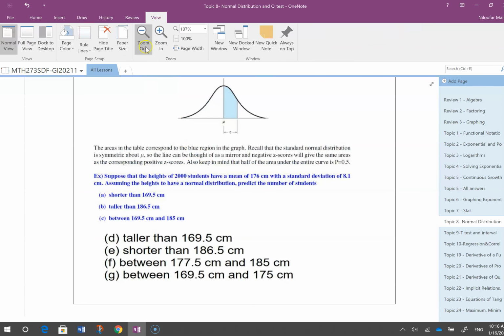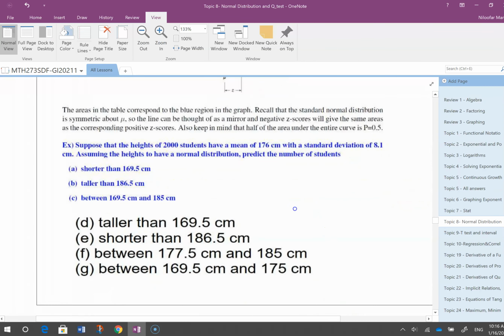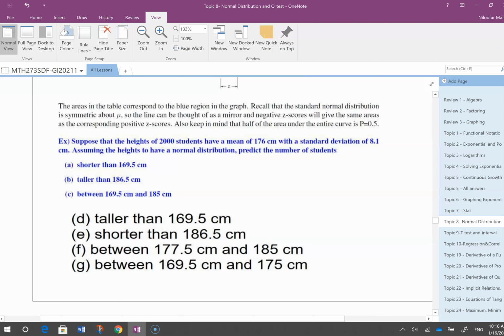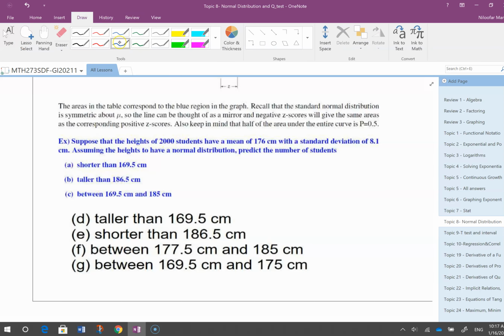Suppose that the height of 2000 students has a mean of 176 and a standard deviation of this. So X is height. How many people? This is N. What is X bar? What is S? This. Assuming the height is normally distributed. So it is normally distributed.